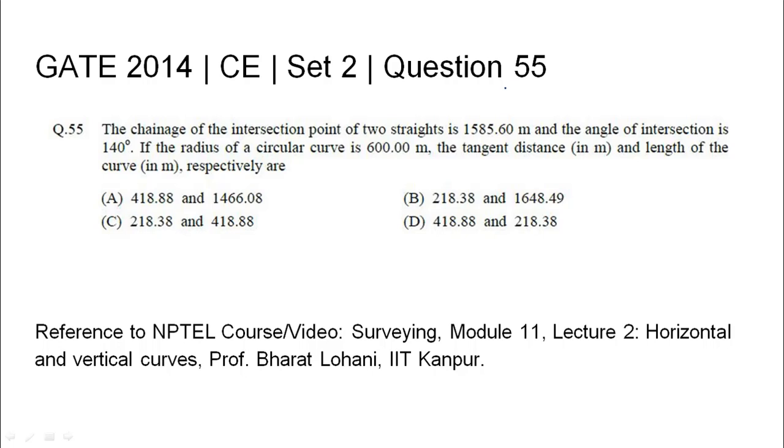GATE 2014 Civil Engineering Set 2 Question 55. The chainage of the intersection point of two straights is 1585.6 meters and the angle of intersection is 140 degrees. If the radius of a circular curve is 600 meters, the tangent distance in meters and length of the curve in meters respectively are. The four given options are A.